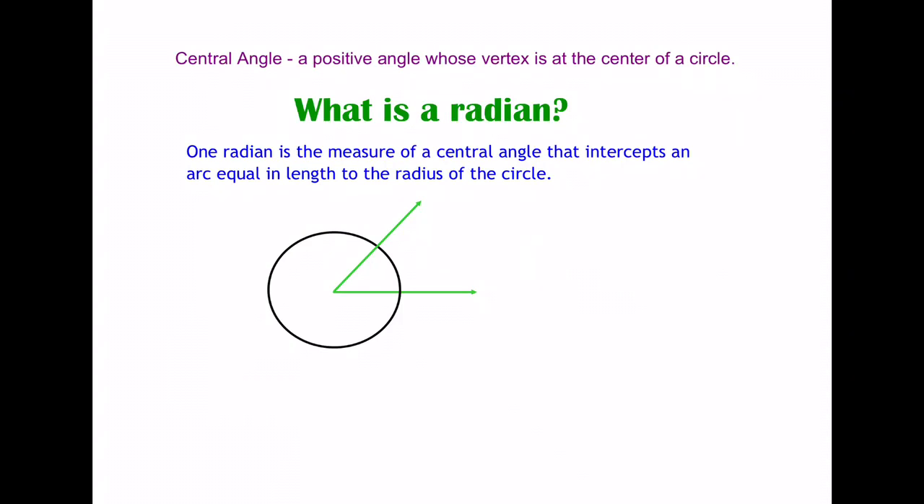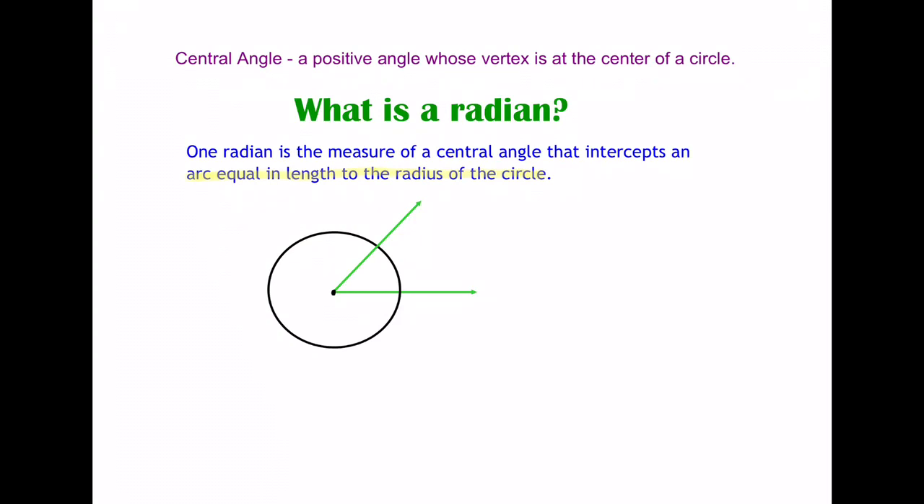We will now introduce what a radian is. First off, to know what a radian is, we need to know what a central angle is. A central angle is a positive angle whose vertex is at the center of a circle. So then what is a radian? Well, we're going to measure this as 1 radian. 1 radian is the measure of a central angle that intercepts an arc equal in length to the radius of the circle. You might need to read that again. 1 radian is the measure of a central angle, so it represents the central angle that intercepts an arc equal in length to the radius of the circle.